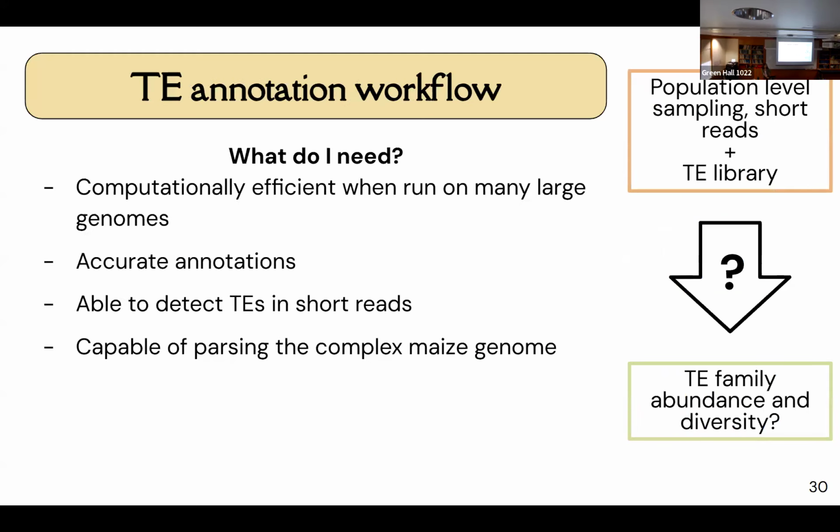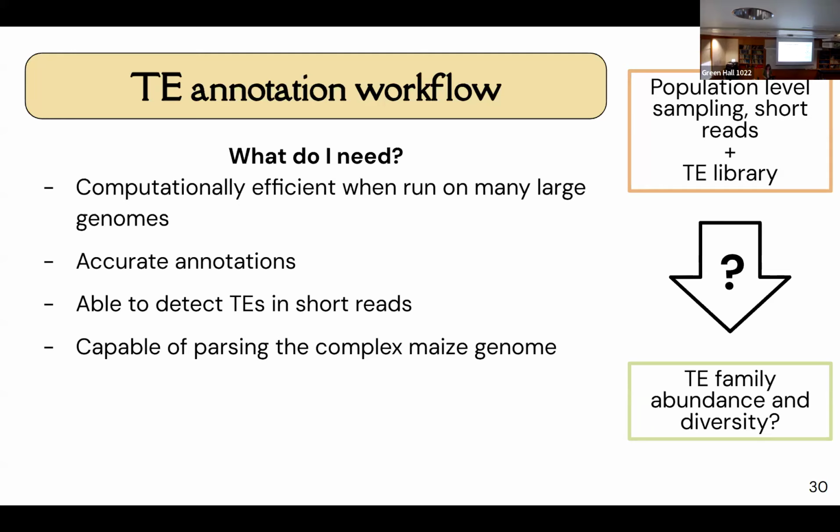So as Jeff alluded to, I had a lot of trouble annotating TEs. Given that I have an extensive TE library and short reads for many different populations, how do I get to TE family abundance and diversity? There are many, many, many annotation software out there, but I had several restricting criteria. First off, whatever program I use must be highly computationally efficient. I plan on running this on hundreds of genomes, and I hope to graduate, so it has to be quick.